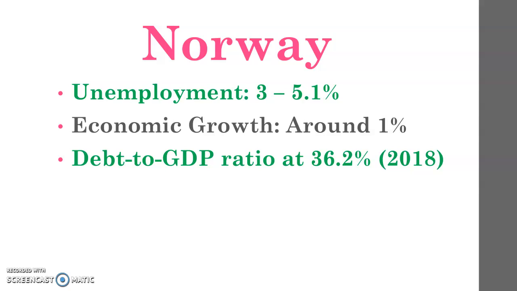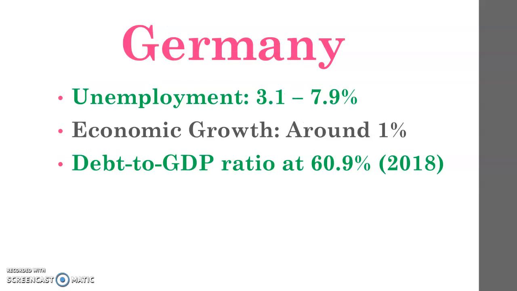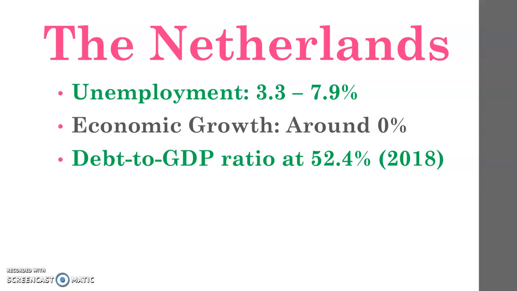Norway, the same thing. It does better than the U.S. in unemployment. It does better at debt to GDP ratio. But economic growth, a little bit better, 1%, but still not as good as the U.S. at around 2%. 1% is better than nothing, but still lagging behind the United States. Germany, doing better than America at unemployment and debt to GDP ratio, as you can see there. Economic growth around 1%, which, again, less than America, but better than other countries in Western Europe. The Netherlands, unemployment and debt to GDP ratios are better than the United States, but no economic growth.